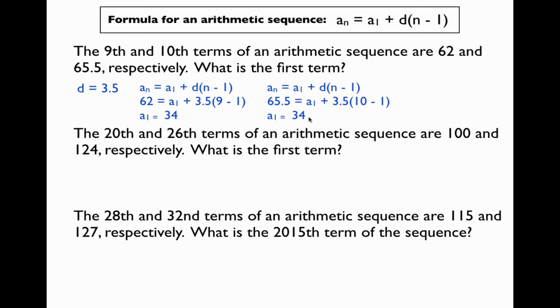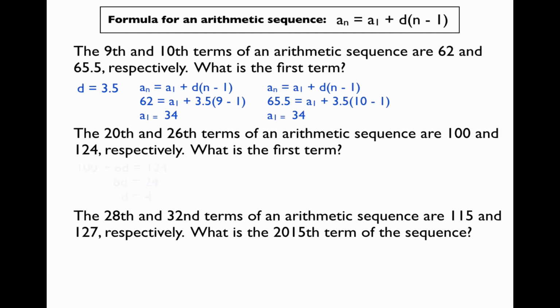All right, so for the second one, the 20th and 26th terms of an arithmetic sequence are 100 and 124 respectively. What is the first term? All right, so let's find the common difference. Now these terms in the sequence are not right next to each other. They're 6 terms apart. So if we take the difference between 100 and 124, that's a difference of 24 units over 6 terms. So that gives us a common difference of 4.